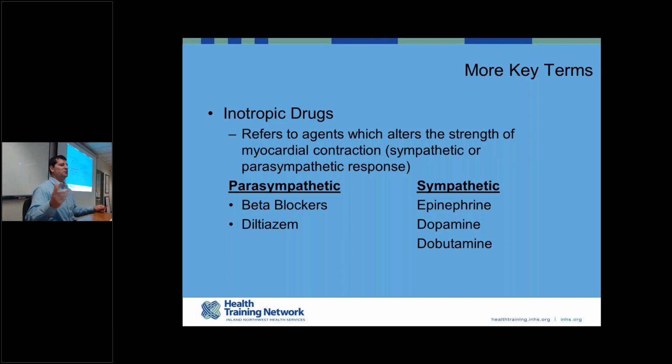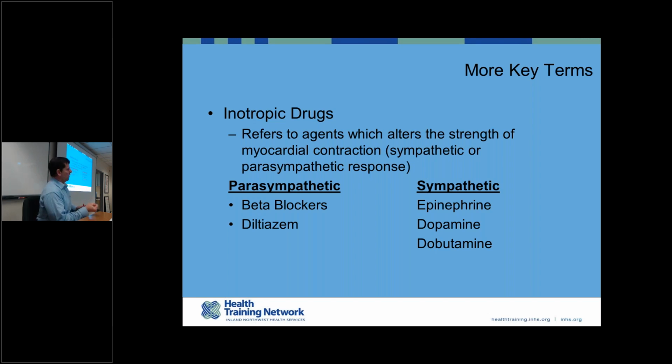So these are different drugs that are going to do that. Your beta blockers and diltiazem. What is diltiazem? Calcium channel blockers. So we talked about the heart rate, the action potential coming through the heart. Beta blockers and diltiazem are going to try and stop that, reduce those things. Calcium channel blockers and beta blockers will do that.